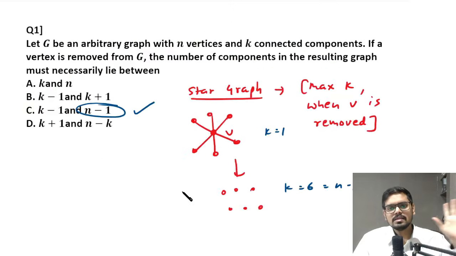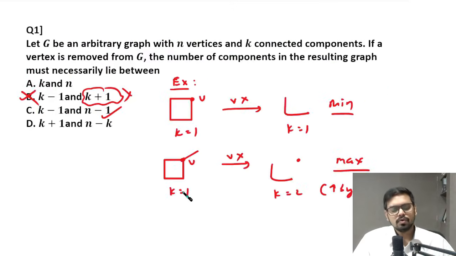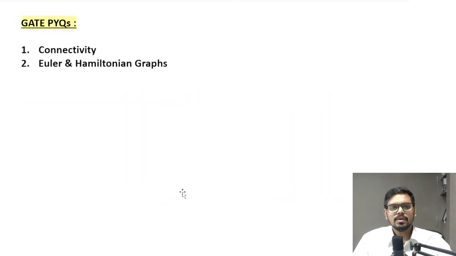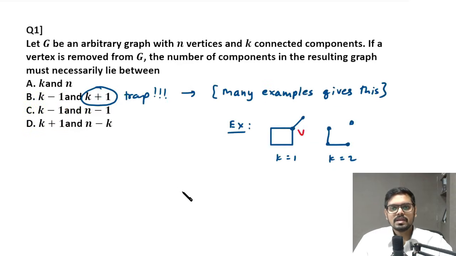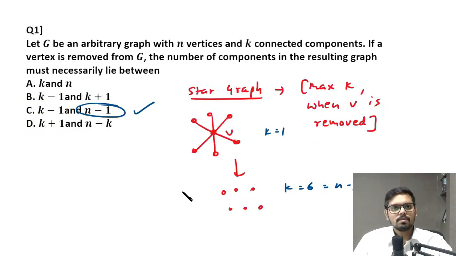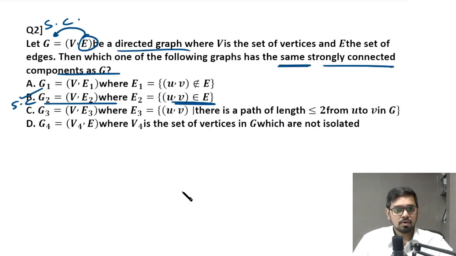I am again saying, if you are just solving the PYQs, 100% you cannot solve any PYQ, because there are traps here. If you go by books, special cases are not covered, minimum and maximum. You have to think, you have to research, you have to refer more and more books. Then only you will get this idea that minimum happens in the isolation and maximum happens in the star graph. If you have seen my lecture, then also you get the idea. So it's a good question.